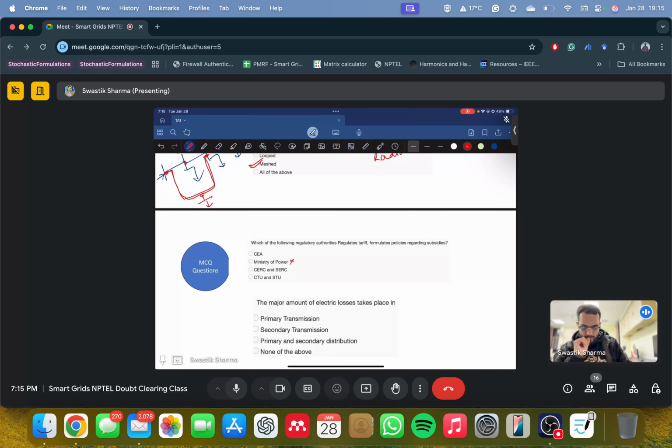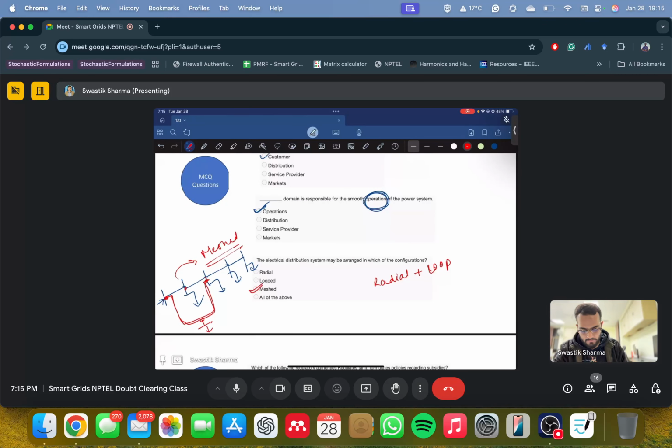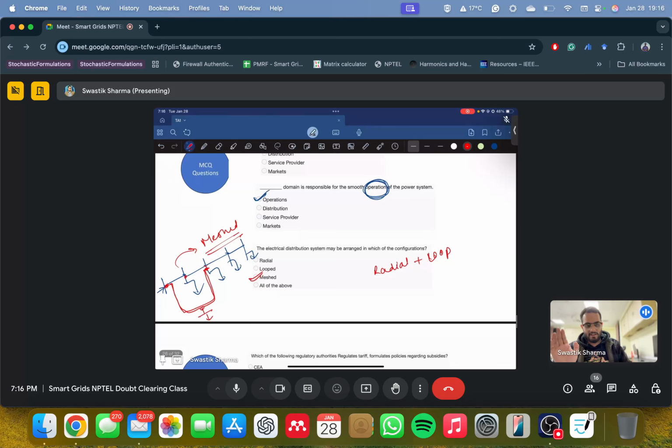Sir, for the previous question, if we mark all of the above, is it wrong? See, that's a technical flaw. The answer is meshed, but if you go by this way, it can be all of the above. But the correct answer given to me by NPTEL was meshed. All of the above was not the answer, but that can be a correct answer as well.